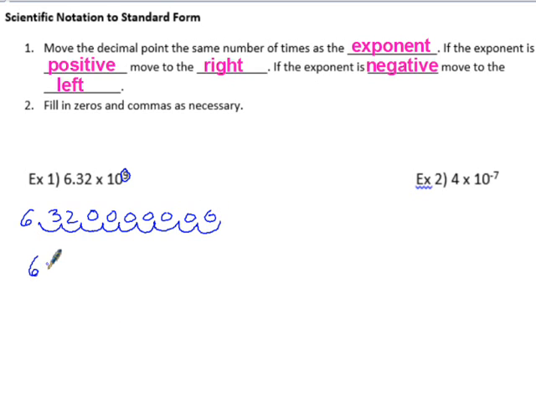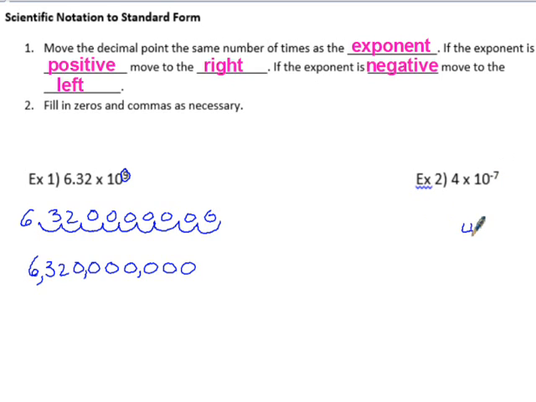Okay, so here is my new number, 6, 3, 2, 0, 0, 0, 0, 0, 0, 0. And then when we write really large numbers, we usually put commas every 3 places to help us read them. So there is 6.32 times 10 to the 9th is 6,320,000,000.